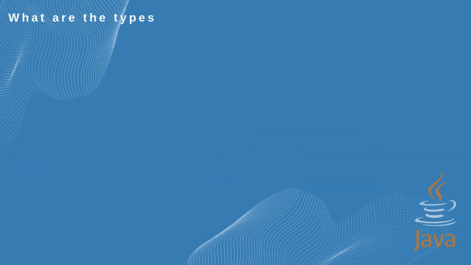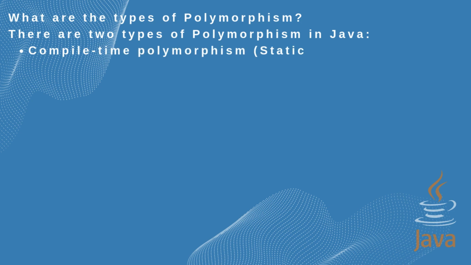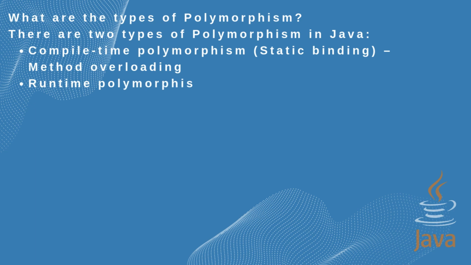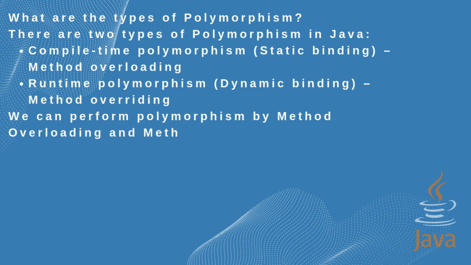What are the types of polymorphism? There are 2 types of polymorphism in Java. 1. Compile-time polymorphism, static binding, for example, method overloading. 2. Runtime polymorphism, dynamic binding, for example, method overriding. We can perform polymorphism by method overloading and method overriding.